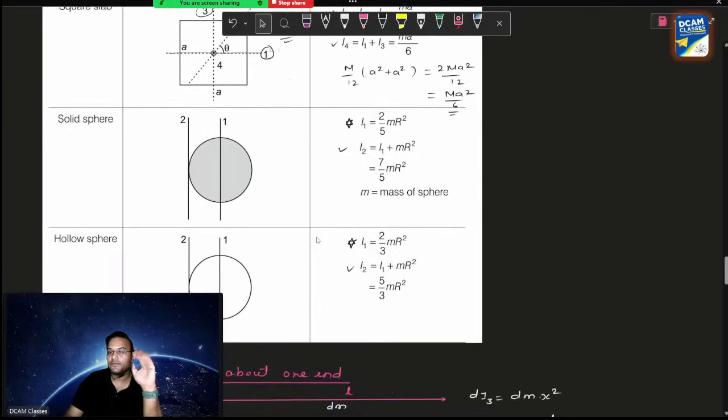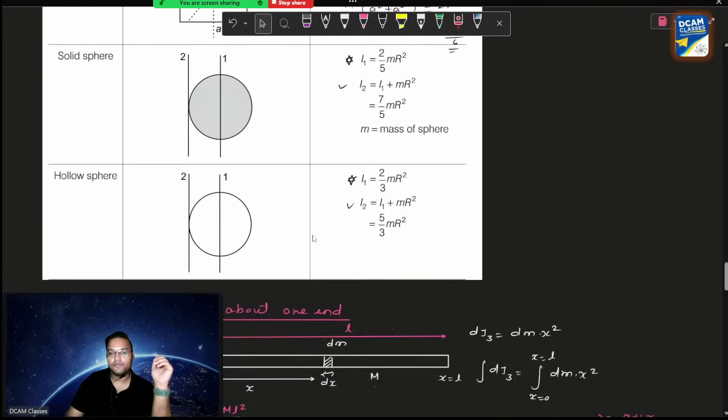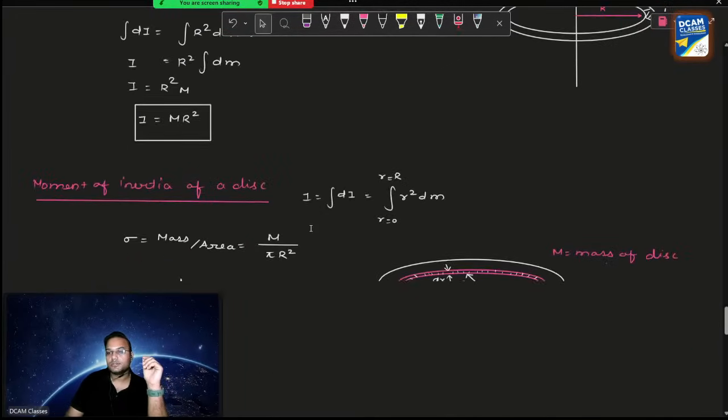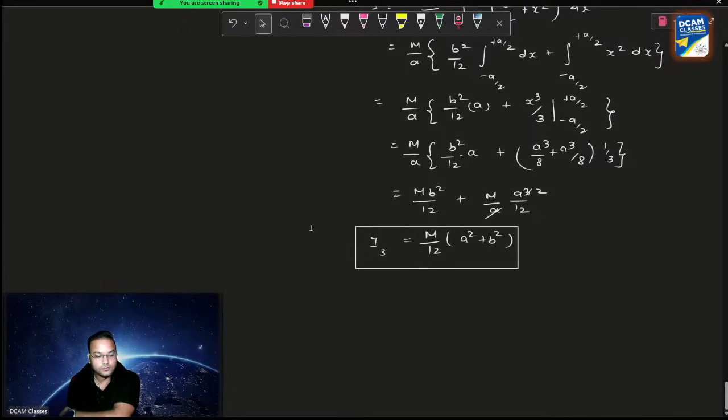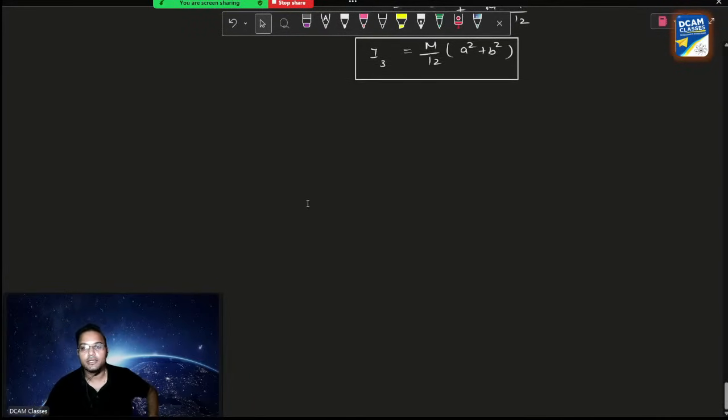Understood, everyone? For this solid sphere, just remember these results. No need to do the integration. I won't tell you also, because that's too complicated for you right now. You'll become confused. Now let me give you some questions regarding the moment of inertia, because this part is very important.